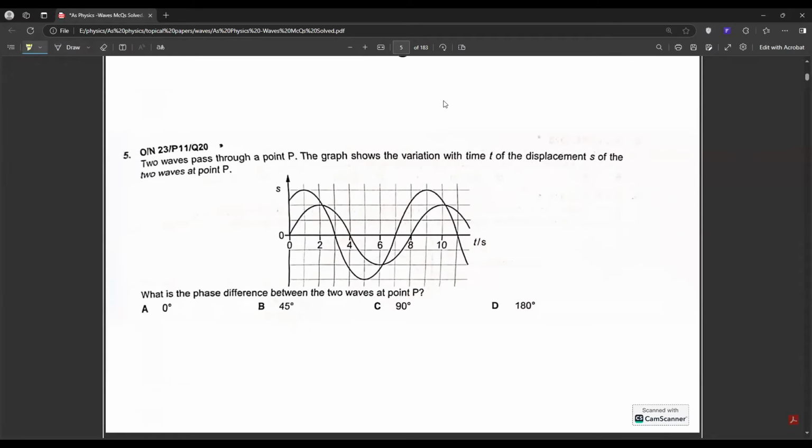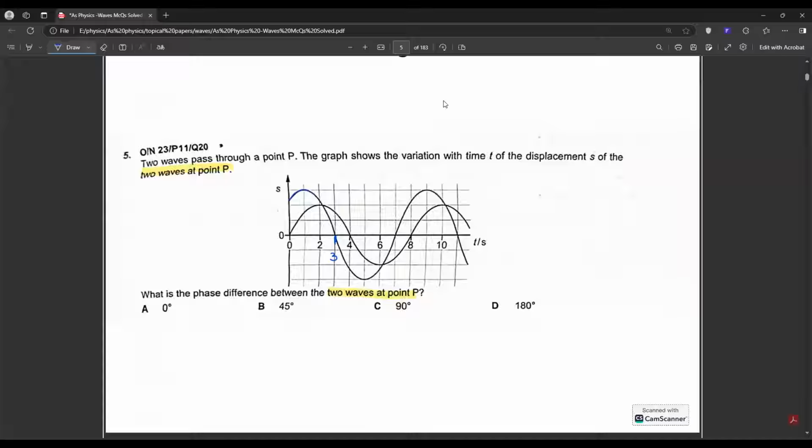Two waves pass through a point P. The graph shows the variation with time t of the displacement s of the two waves at point P. What is the phase difference between the two waves at point P? You have to calculate the phase difference between the two waves. So whenever you have to calculate the phase difference, what's the first thing? You see the point where the two waves pass the x-axis.